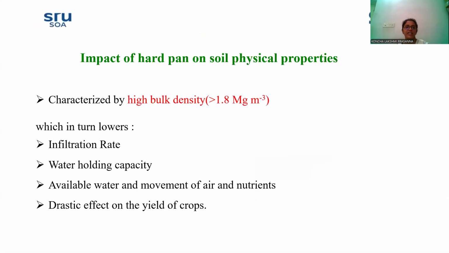Next is the impact of hard pans on the soil physical properties. It is mainly characterized by high bulk density, which in turn lowers the infiltration rate, water holding capacity, and available water. The movement of air and nutrients is also reduced, with a drastic effect on the yields of the crop.